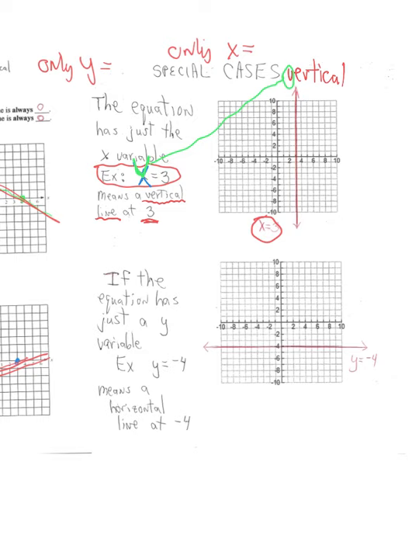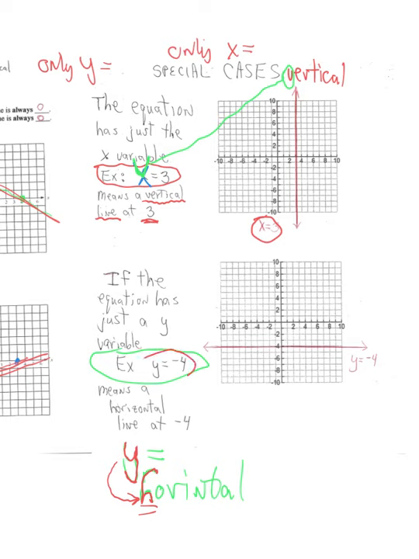The other one says, what if I had an equation that was just y equals? When it's y equals, I get a horizontal line. On purpose, I'm trying to take that y equals, and if I reversed it and flipped it over and rotated it, I can make an h out of that y. That'll help you remember that it's a horizontal line. So at y equals negative 4, I have a horizontal line right there. So those are the 2 exceptions.